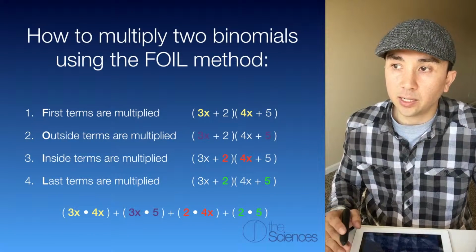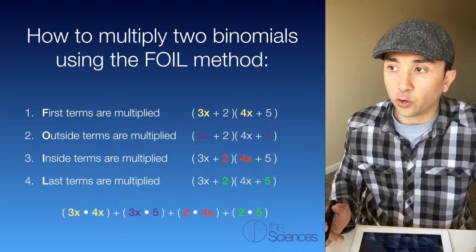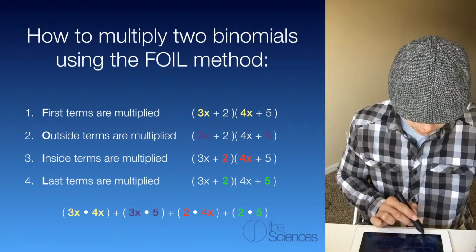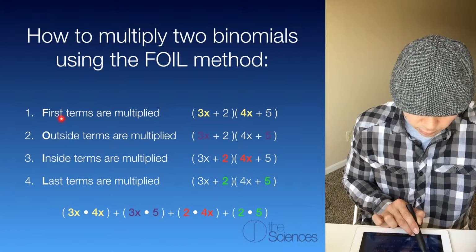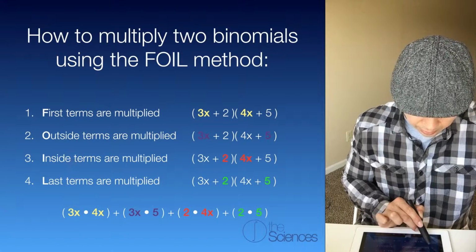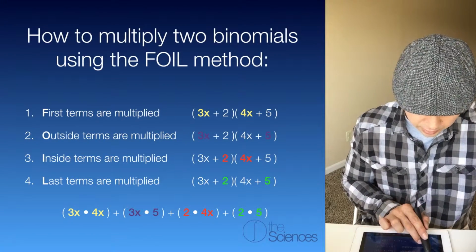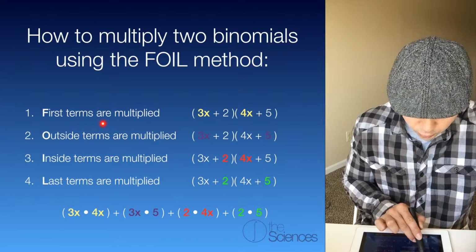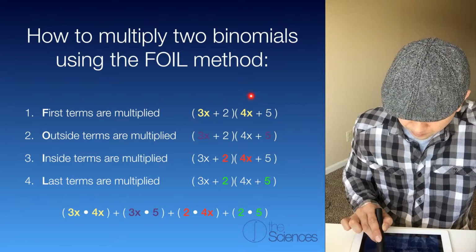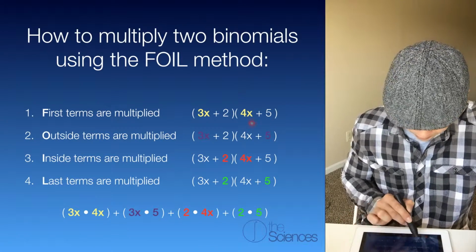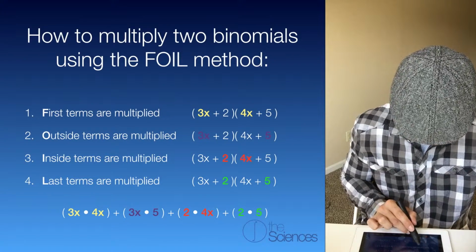So here's how to multiply two binomials using the FOIL method. FOIL stands for first, outside, inside, and last. So the first thing you're going to do is the first terms are multiplied. So you're going to multiply 3x times 4x. So here's F.